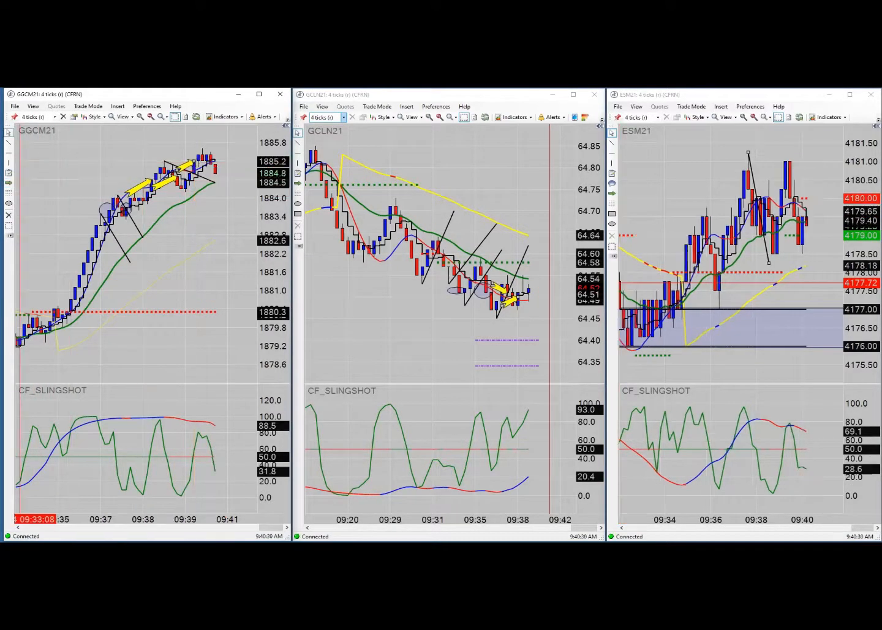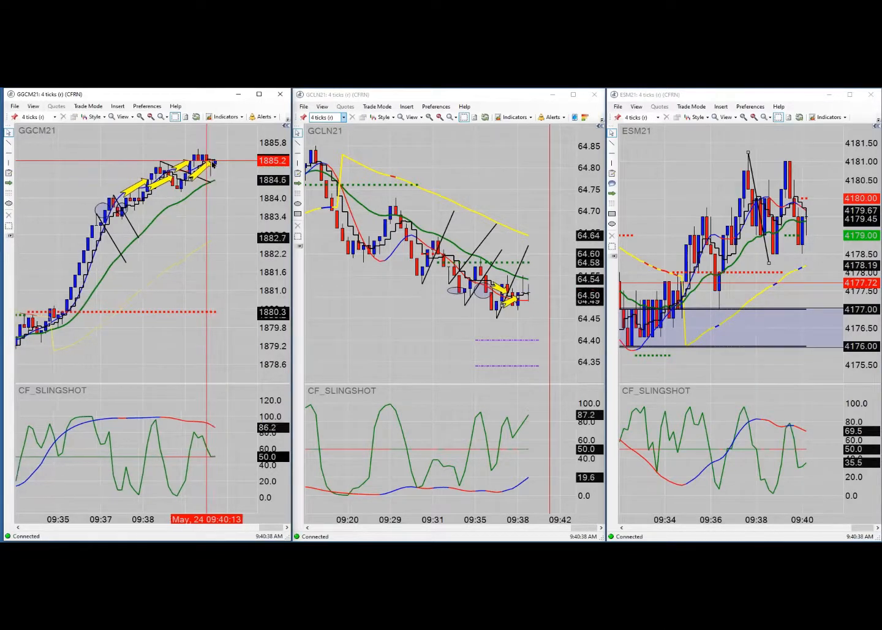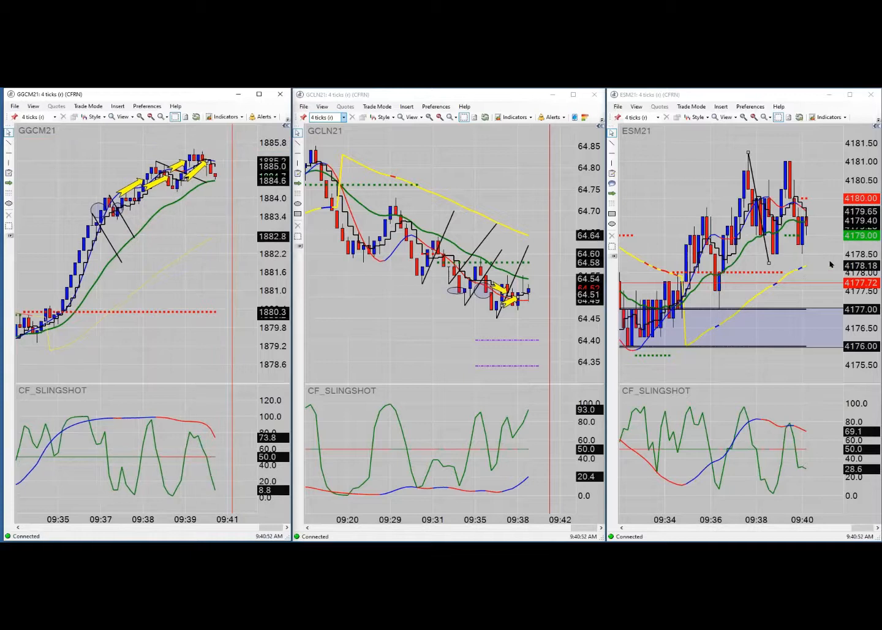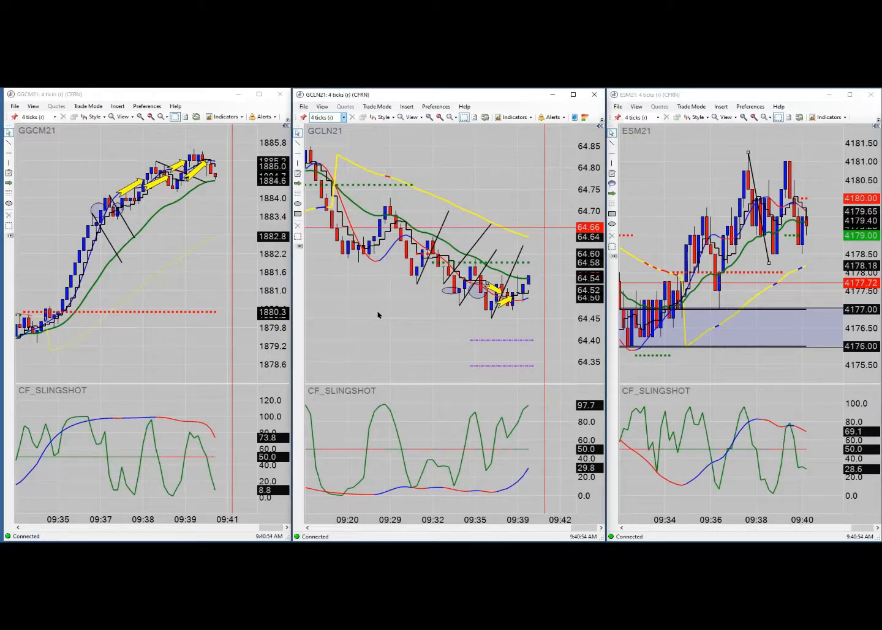It's going to top out here pretty soon and do some kind of a retracement. I get the feeling. And still nothing anywhere else.